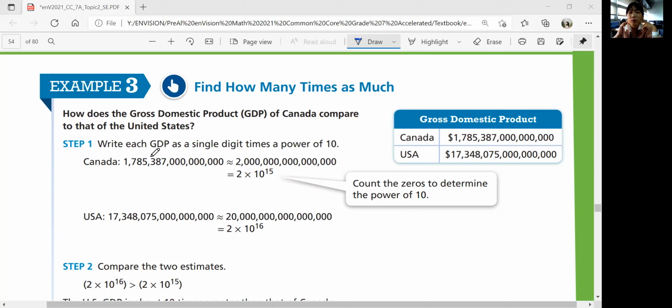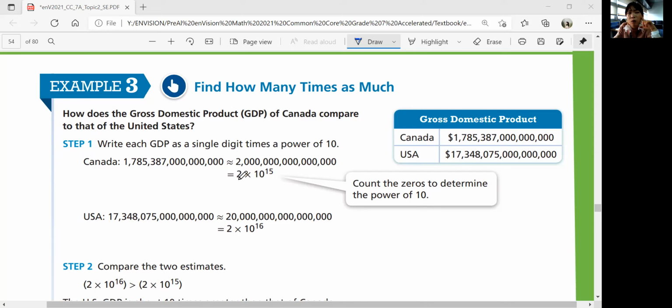But step 1, you're going to write each GDP as a single digit times a power of 10. This is also called the scientific notation. You have a single digit times a power of 10. Okay, so Canada, you will round 1.7 as 2 because it's closer to 2. 2 times 10 to the 15th power is about the estimate of Canada's GDP. USA's GDP is about 2 times 10 to the 16th power.